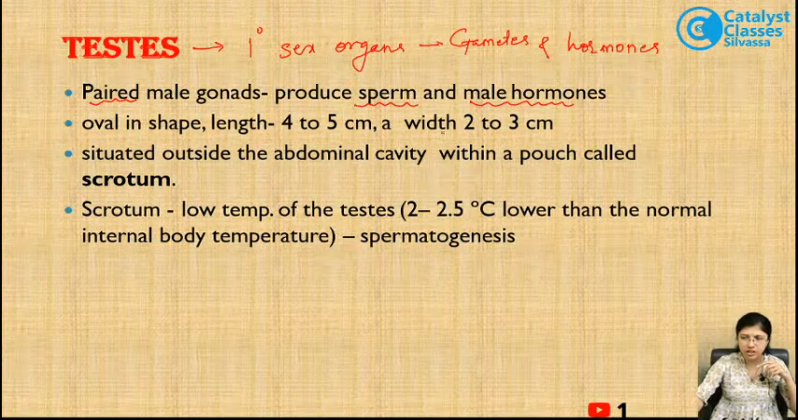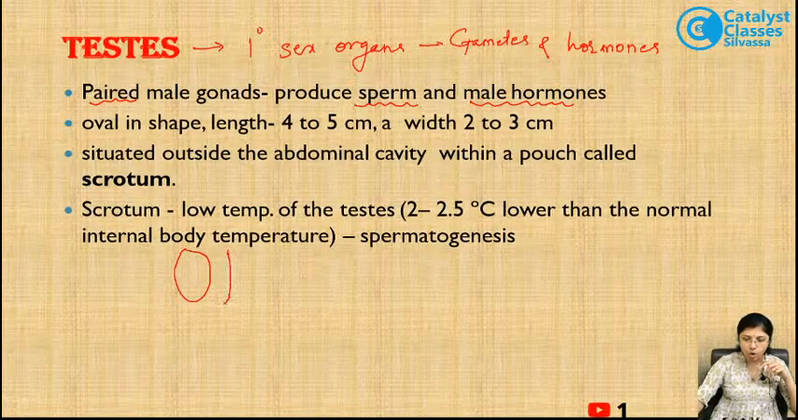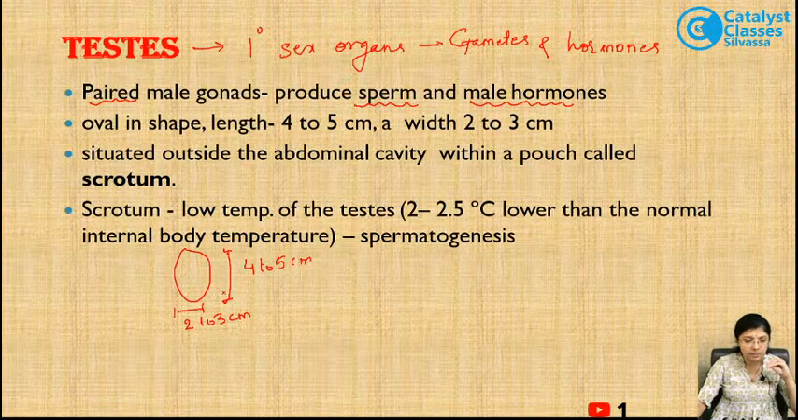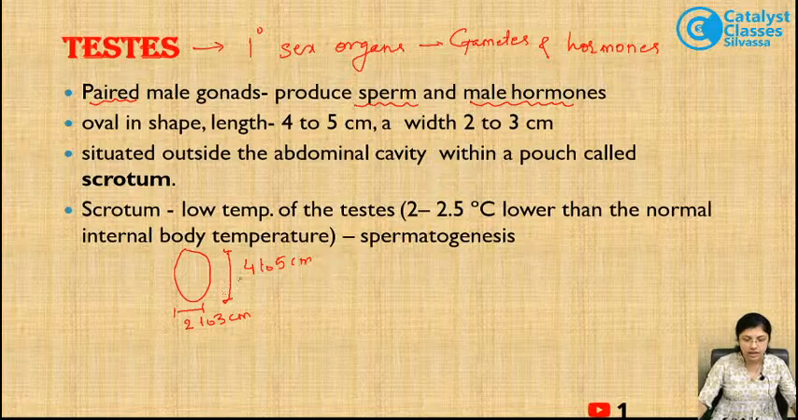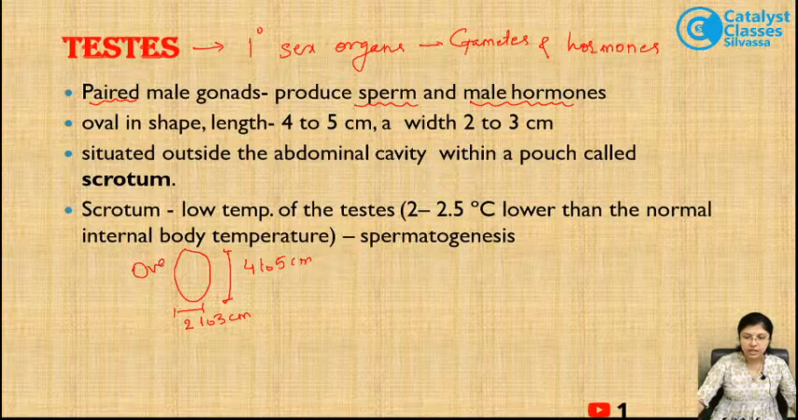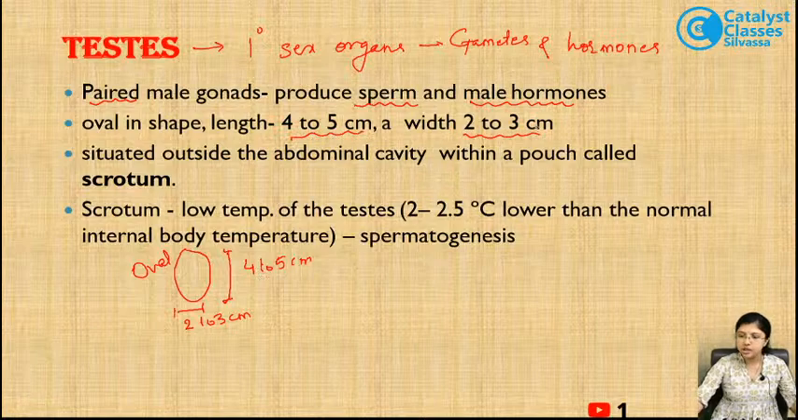Now what is the shape of the testis? Generally the testis is oval in shape. The total length will be 4 to 5 centimeters and its width will be 2 to 3 centimeters. I hope you people are understanding. Yes Viraj, Aditya, Kushi, if you are having any doubt, you can please comment it, so that I can see your comments and solve your doubts in between. So as you see here, the shape of the testis is oval, the length is 4 to 5 centimeters and the width is 2 to 3 centimeters.